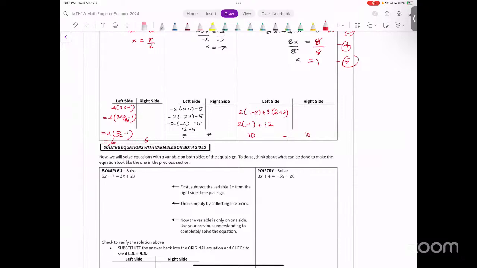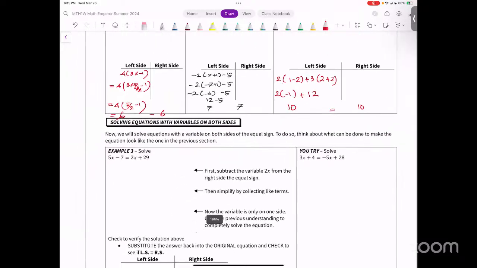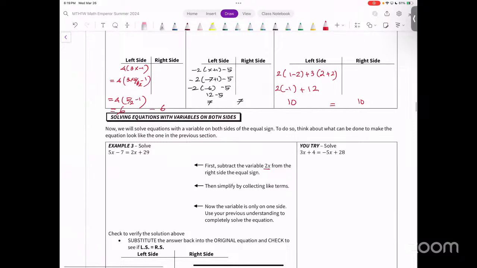So now we will solve the equation with variable on both sides of the equal sign. To do this, think about what we can do to make equations look like the one in the previous section. So first subtract the variable 2x from the right side. So what does the step look like? 5x minus 7. We don't want a 2x. We're going to subtract 2x from both sides. We want to get rid of that variable on one side.